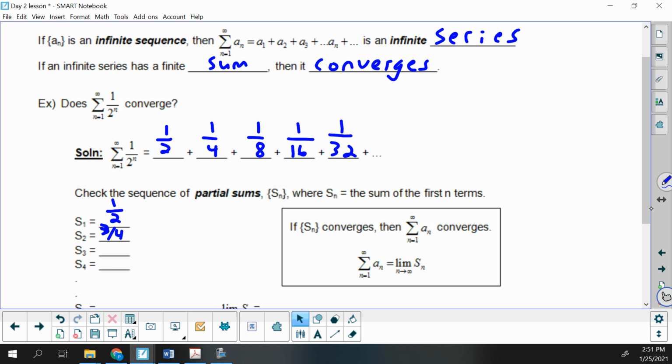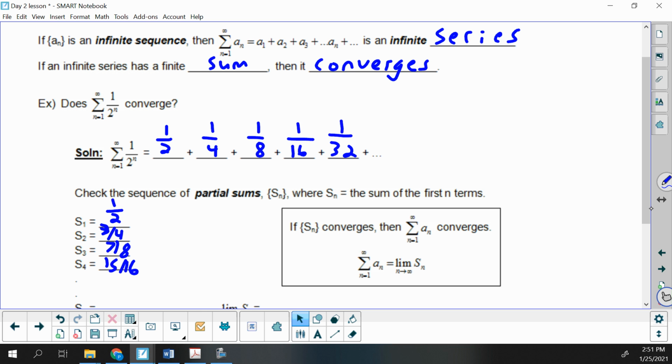The third partial sum is adding the first three together. So 1/2 plus 1/4 plus 1/8. So that's really 4/8, 2/8, and 1/8 to give us 7/8. S4 is just adding the first four. So that's 8/16, 4/16, 2/16, and 1/16 to give us 15/16.